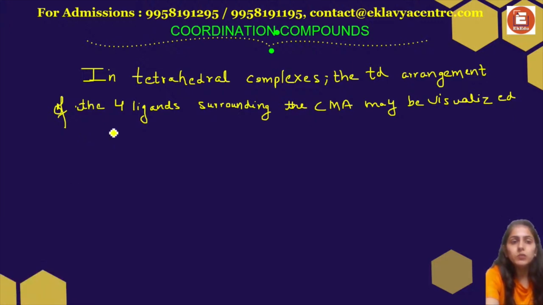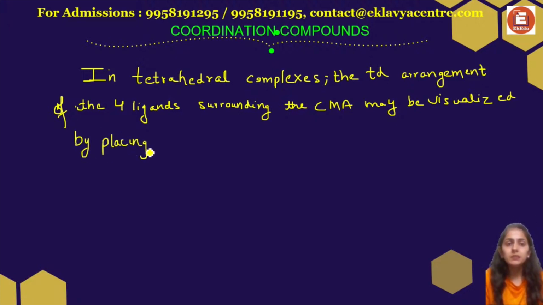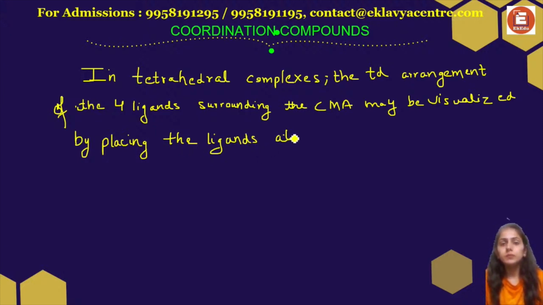The tetrahedral arrangement of the 4 ligands surrounding the central metal atom may be visualized by placing the ligands at the alternate corners of the cube.